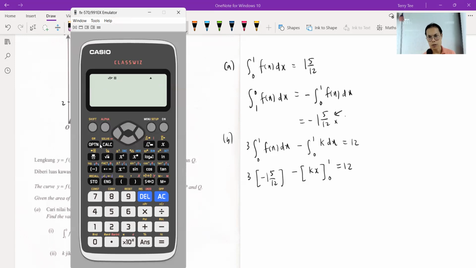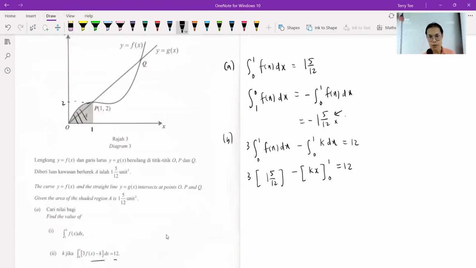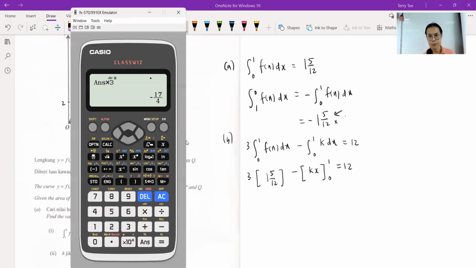Do you know this is actually negative 17 over 12? But if you can't, you can use this fraction button, shift fraction. This is negative 1, 5 over 12. So whatever I get here, I multiply by 3, right? Okay, by the way, this is positive, no negative, sorry. The negative is for 1 to 0. This is 0 to 1. So it's positive, just ignore the negative, 17 over 4.